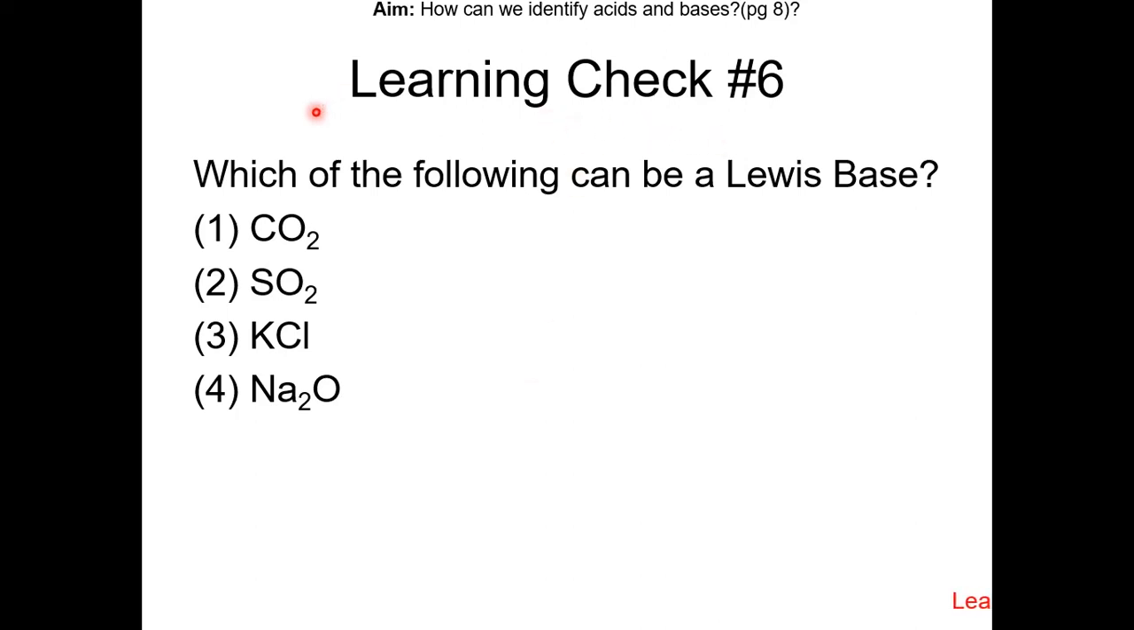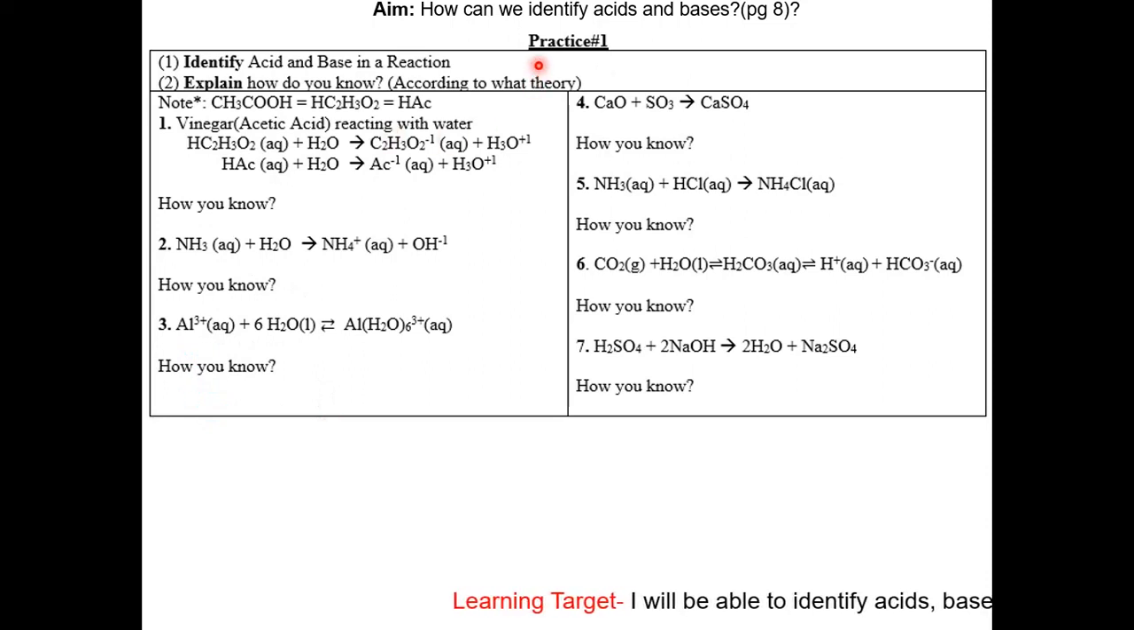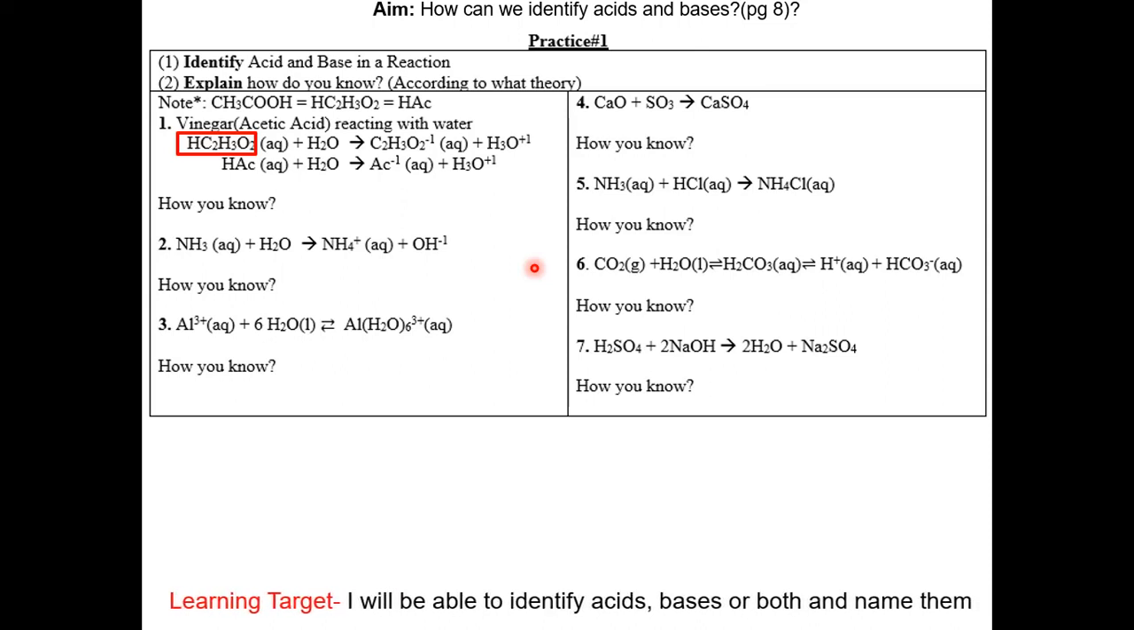Learning check number 6. Which of the following can be a Lewis base? Pause the video and resume once completed. The answer is choice 4 because it's a metal oxide. In practice number 1, identify the acid and base in the reaction. Try to do it yourself. Pause the video and resume once completed. Here are the answers. The red box is an acid. The blue box is a base.